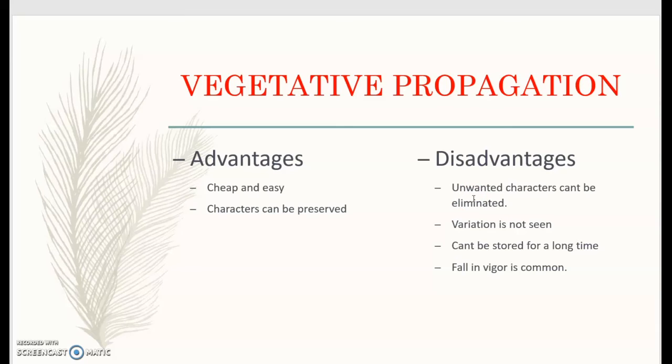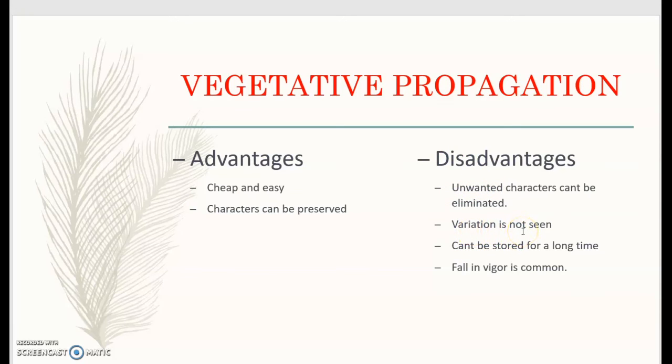We can't determine that only a particular character has to go or this character shouldn't go. We can't determine like that. So if you are accepting the positive characters which are being preserved, the negative characters may also be preserved. This is the disadvantage here. And then variation cannot be seen.